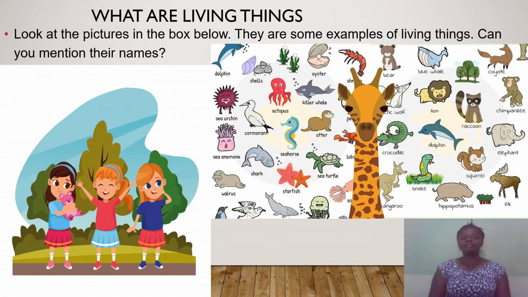So what are living things? We say that living things are things that have life in them. When you take a look at the pictures below, you can see animals and human beings. They are all examples of things that have life in them, and they are all examples of living things. Maybe you could mention some of the names of the animals that you are seeing there.